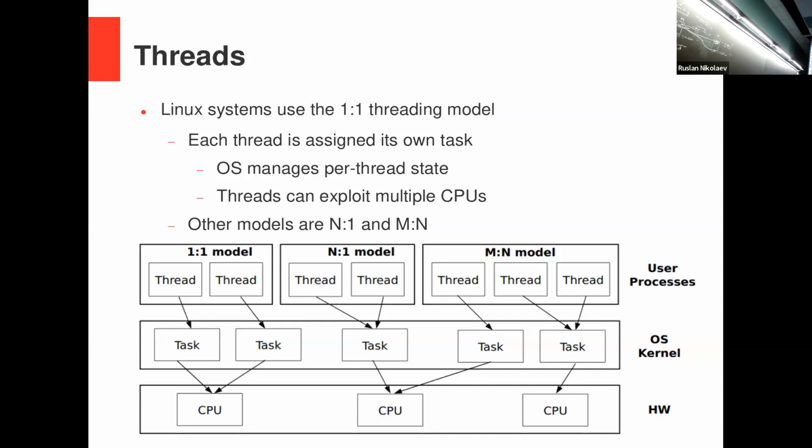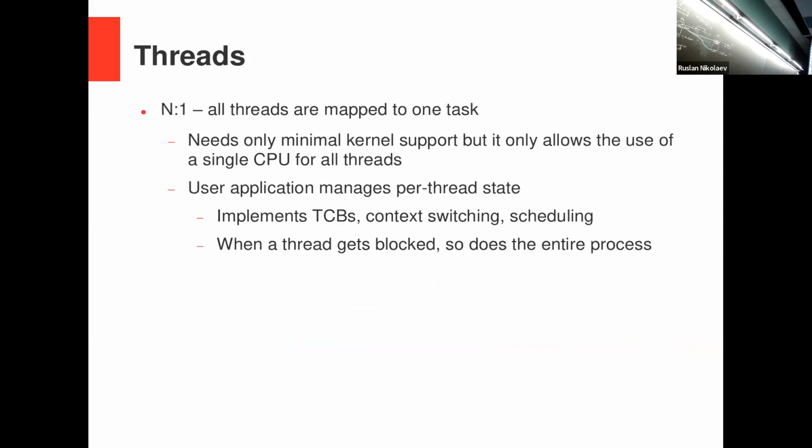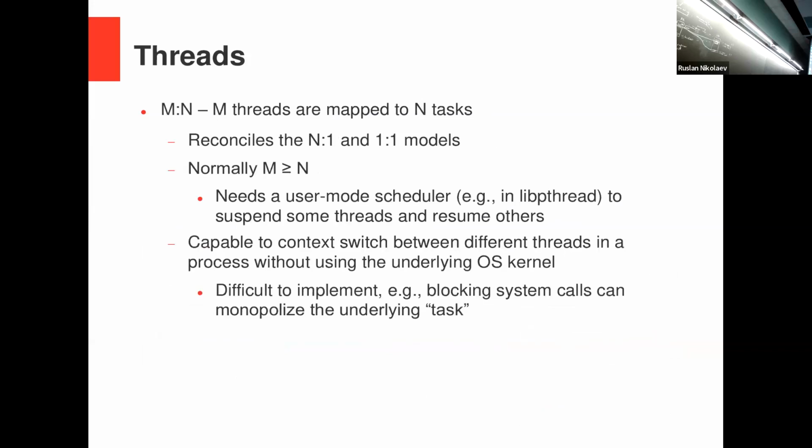I'm not saying that M2N is bad, but N2-1 is certainly probably not acceptable because N2-1 doesn't allow you parallelism. M2N versus one-to-one may also change in the future, but as of right now, one-to-one is preferred. So basically blocking system calls are one of these issues, which can monopolize the underlying task.